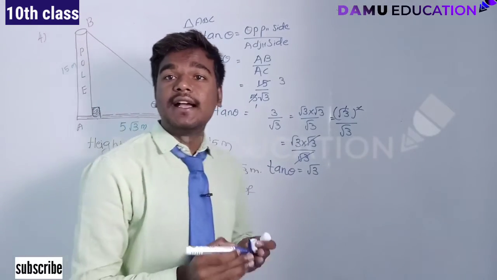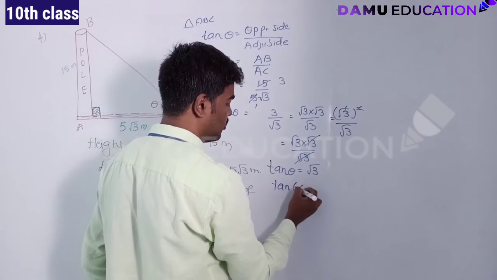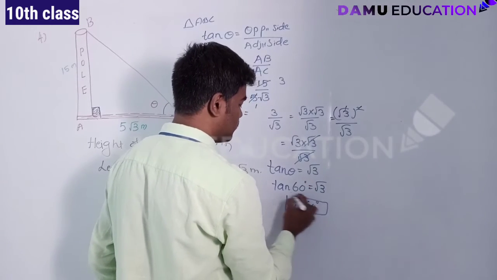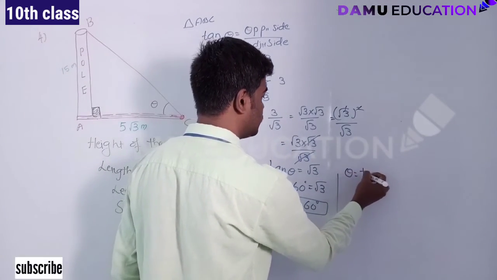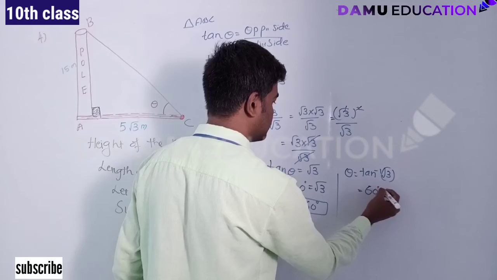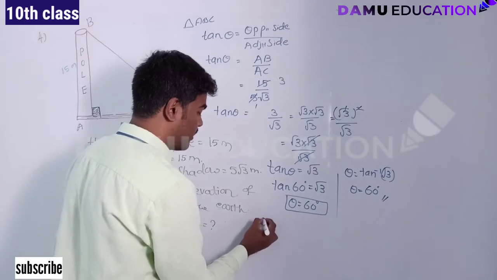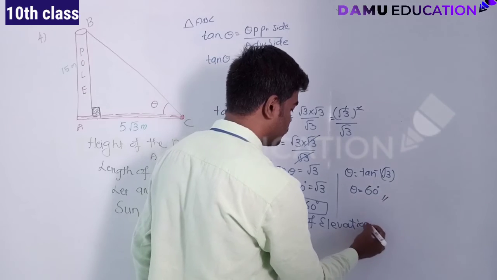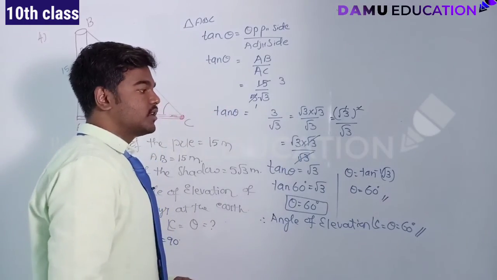So for which angle do we get tan theta as root 3? Obviously, tan 60 degrees is equal to root 3. So theta is equal to 60 degrees. So what is the angle of elevation? Theta. Or otherwise, you can take theta equal to tan inverse of root 3, and tan inverse of root 3 is 60 degrees. Therefore the angle of elevation theta, that is angle C, is equal to 60 degrees. Like this we have to find it.